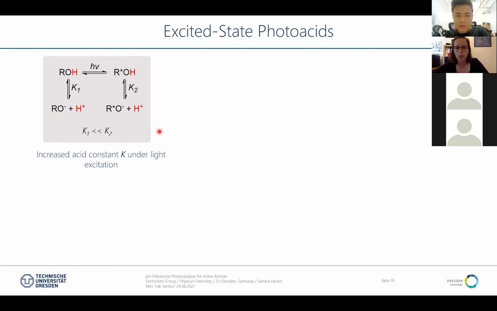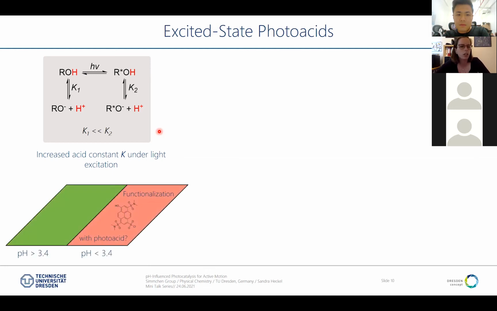But if you don't shine light, nothing much will happen. So we thought, is this maybe the answer to what we want to do? Could we maybe coat our substrate in a distinct area with this photoacid? Then we shine light anyway to propel our microswimmers. And then would the pH drop in this area where the photoacid is immobilized?